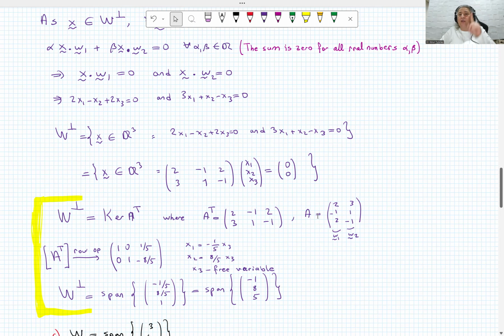Which was the span of the space W. Now, the transpose is exactly the coefficient matrix that appeared here, but this is the definition of the kernel. This is how you get there. So the orthogonal complement is equal to the kernel of the transpose of the matrix A, and the matrix A's coefficients consist of the span of W.